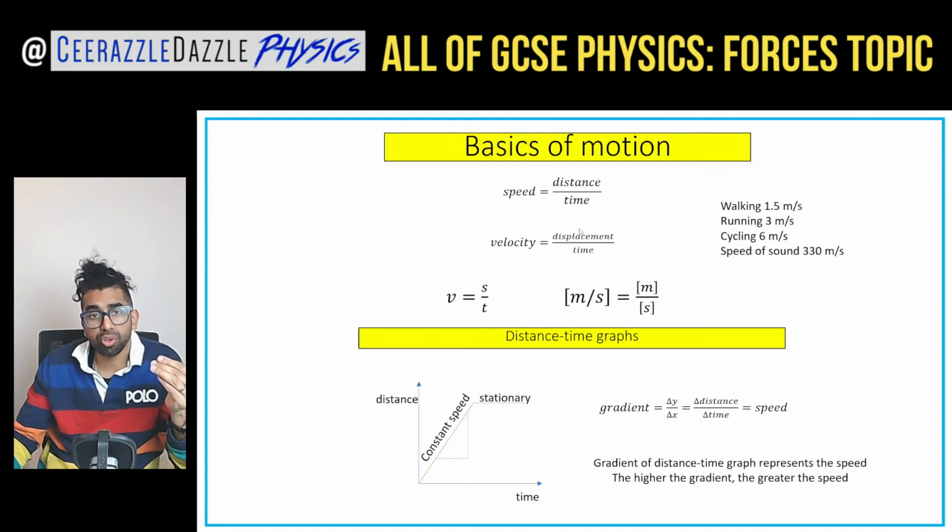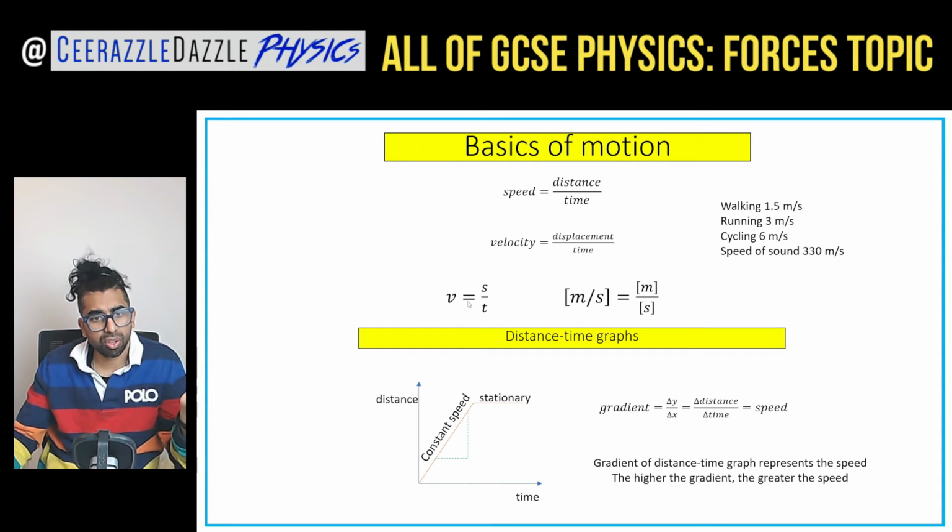The basics of motion. So first of all, you should hopefully identify that speed is equal to distance divided by time. Yeah, the speed of an object is going to be the distance divided by time. That's a scalar quantity. Velocity is the vector version. It's the displacement divided by the time. So we can have the following. V is going to be the velocity, displacement is s, time is t over here.